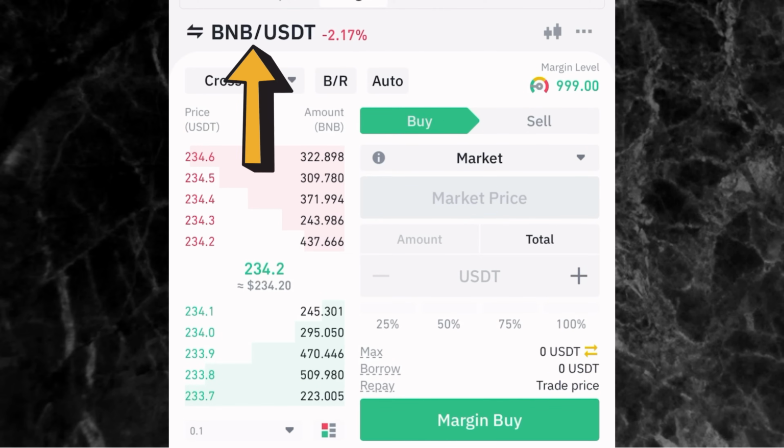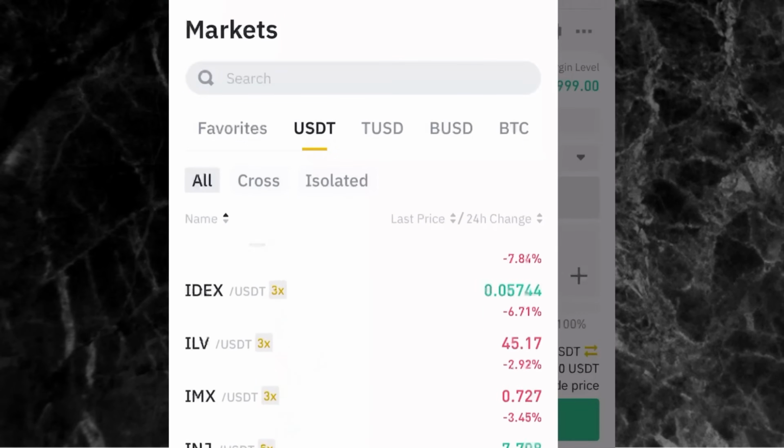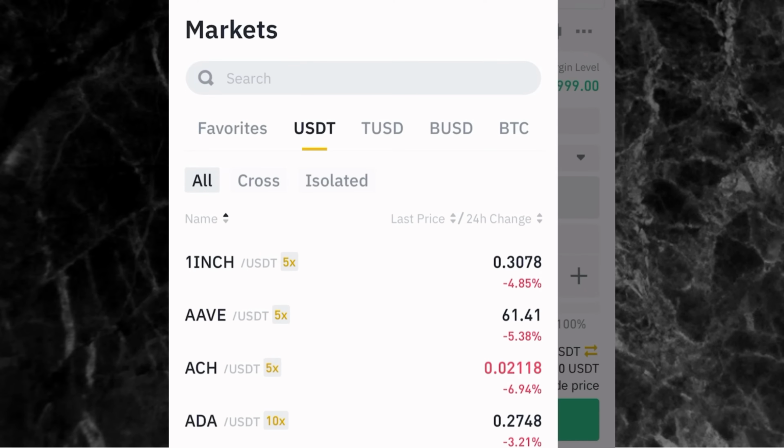Now, if you go to where you have BNB/USDT right here, this is the market we want to trade. But if you want to pick a market to trade, you tap on where you have BNB USDT, where the arrow is pointing to. And when you tap on it, you'll be seeing that you have different trading pairs that you can trade right here. You have a lot.